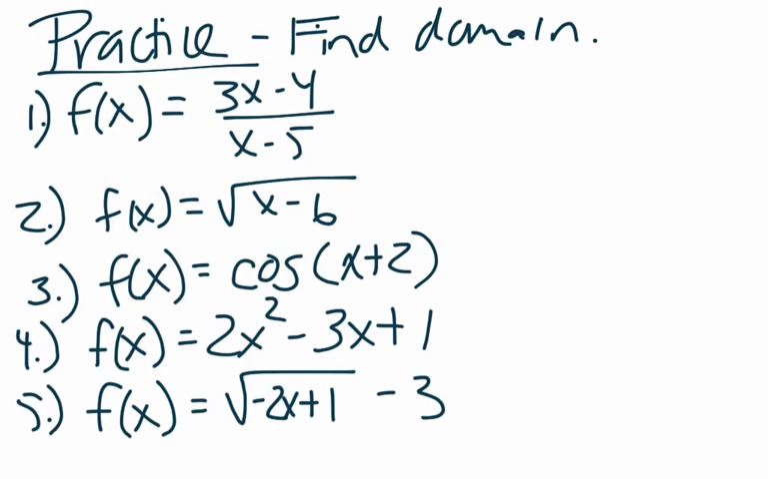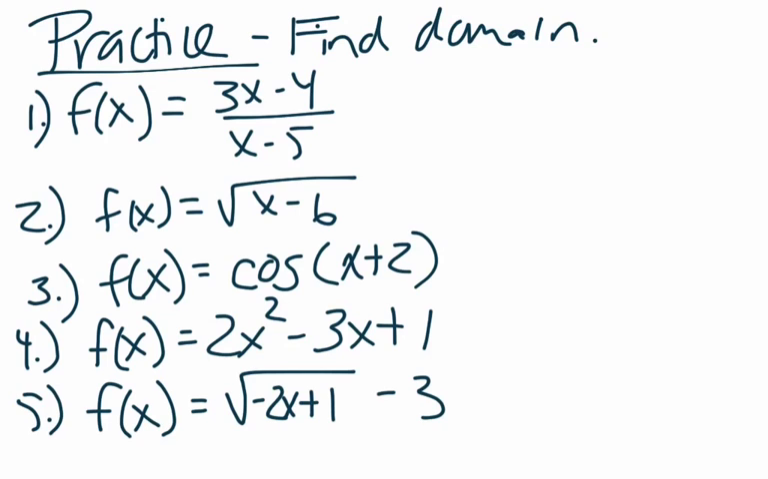So I want you to find the domain of f of x is equal to 3x minus 4 over x minus 5. F of x is equal to the square root of x minus 6. F of x is equal to cosine of x plus 2. Like what is that about? F of x is equal to 2x squared minus 3x plus 1. And f of x is equal to negative 2x plus 1 under the square root, minus 3 outside the square root. So we will stop the video at this point. And for those of you watching at home, I will take you through the answers to this in the last 2.5 minutes of video time that we have.